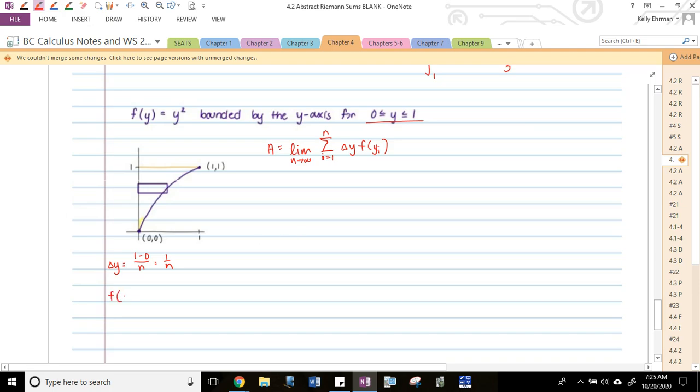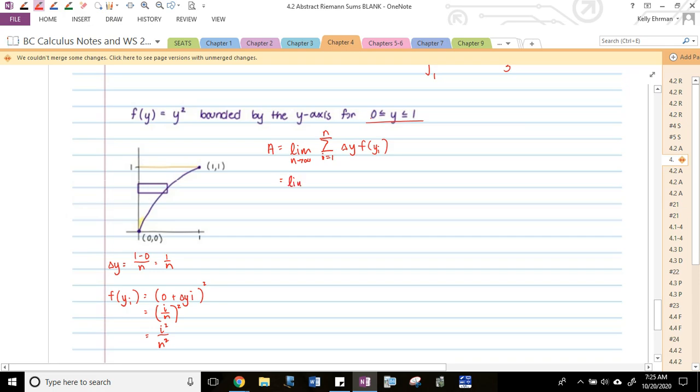And f of y sub i. In the equation, it's just y squared. And our interval starts at 0. So remember, it's just going to be something squared. What is the something? It's 0 plus delta y times i. Sub in what you know and get rid of the 0. So delta y is 1 over n. So I'm going to make this i over n, the quantity squared. And that is i squared over n squared.